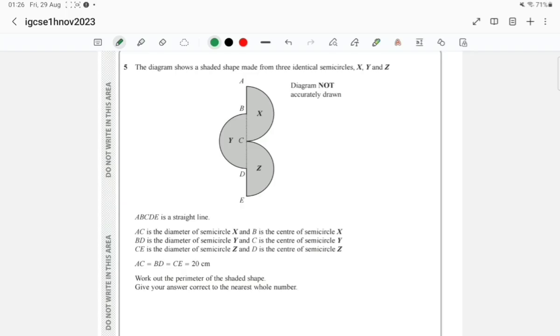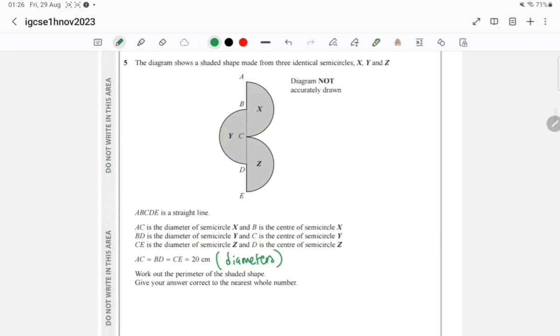Question 5. The diagram shows a shaded shape made from 3 identical semicircles, x, y, and z. Now ABCD is the straight line, AC is the diameter, BD is the diameter, and CE is the diameter as shown here. Now AC is equal to BD is equal to CE, which is equal to 20. Okay, so these are the diameters. Work out the perimeter of the shaded shape. Okay, so to find the perimeter, I need to find the outside path.